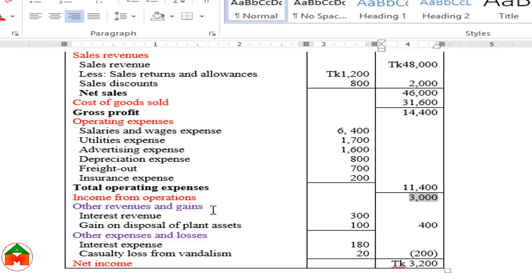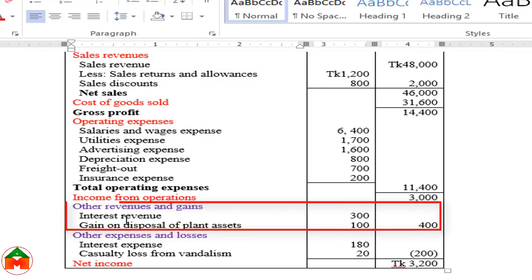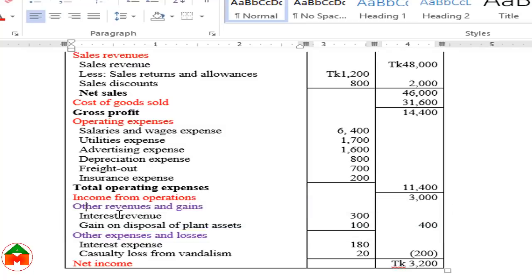To this amount we will add other revenues and gains. They are interest revenue 300 and gain on disposal of plant assets 100. If we add these two items, the amount will be 400. This 400 is considered as the amount of other revenues and gains. We will add this 400 to the income from operations. This is income from operations, this is other revenues and gains. We will add this 400 to this 3,000.